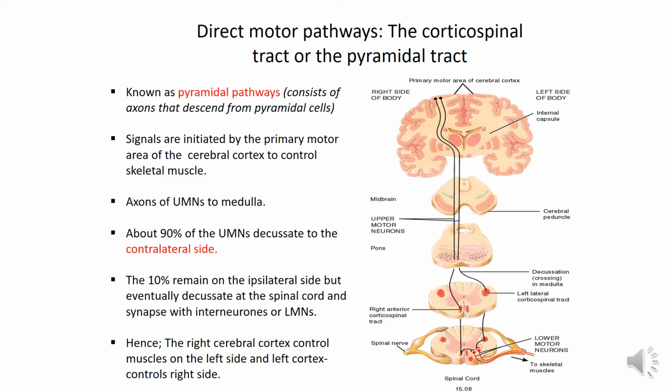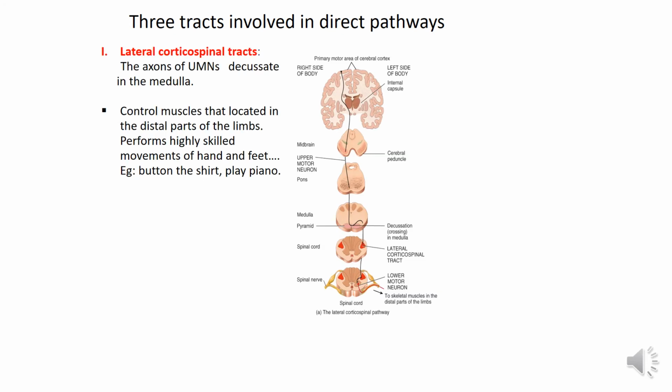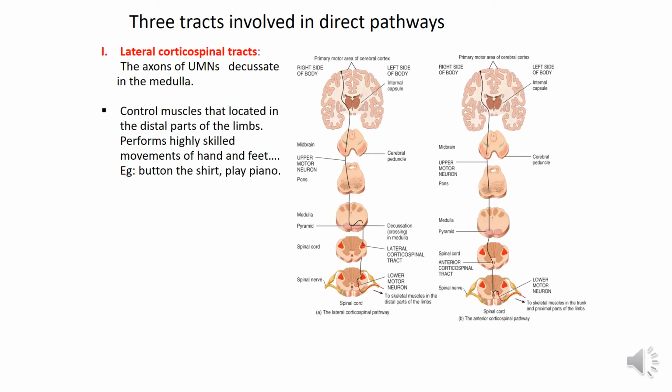What is the significance or function of both tracts? The lateral corticospinal tract is going to supply the laterally situated anterior horn cells or alpha motor neurons, that is, the anterior horn of the spinal cord.